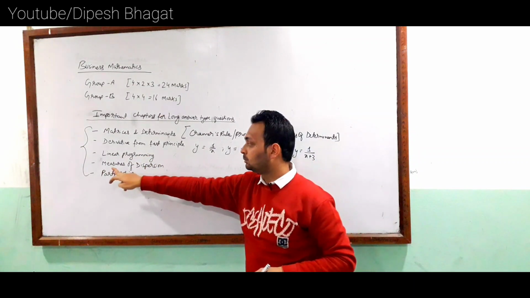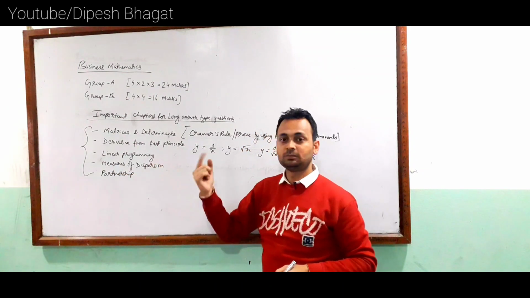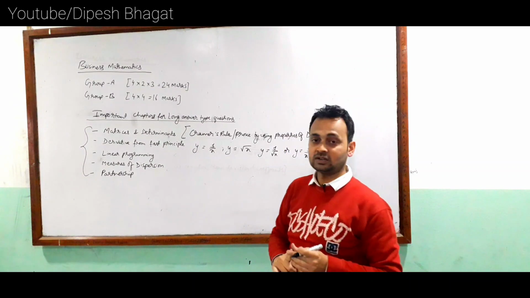Similarly, another important chapter is measures of dispersion. Before this measure of dispersion, there is another chapter called measure of central tendency.